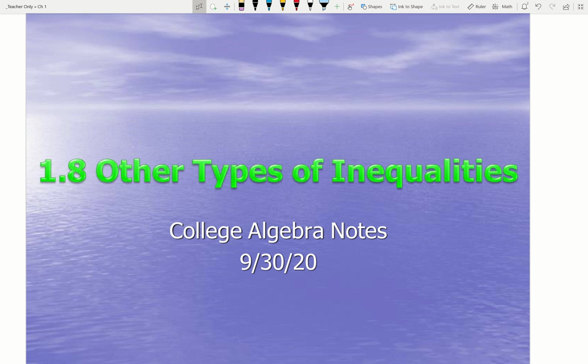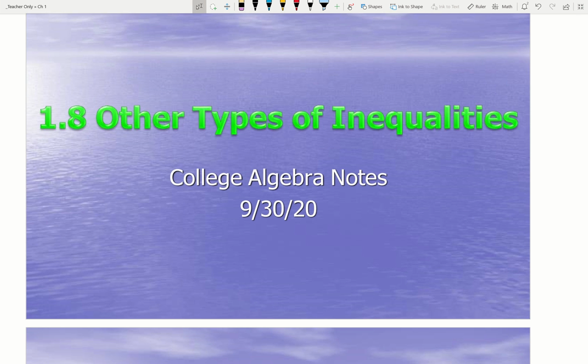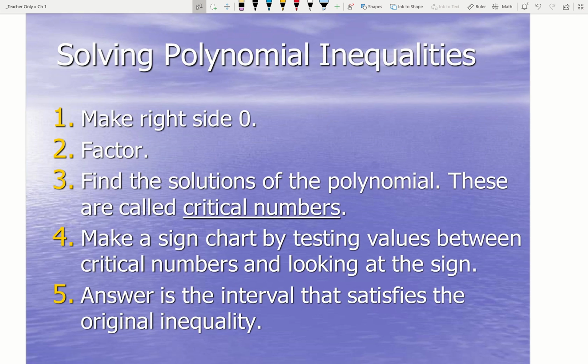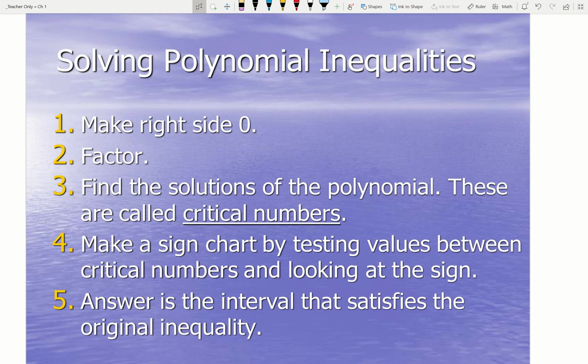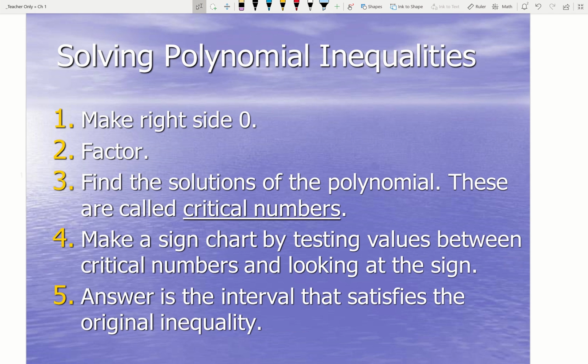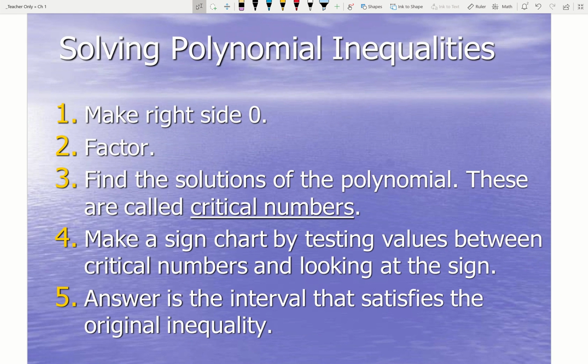So in the last video we took a look at linear inequalities, and we saw that they're basically solved the exact same way as linear equations with some extra quirks. And in this video I want to talk about inequalities that are not linear. So we're going to start off with polynomial inequalities, and here's a little bit of a step-by-step for how you want to solve your polynomial inequalities.